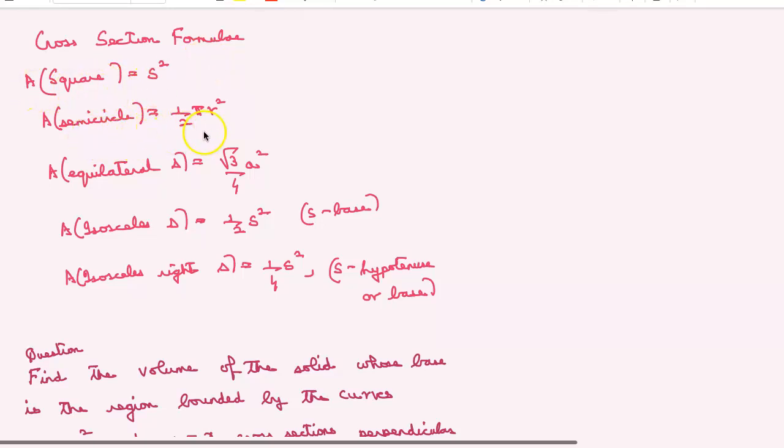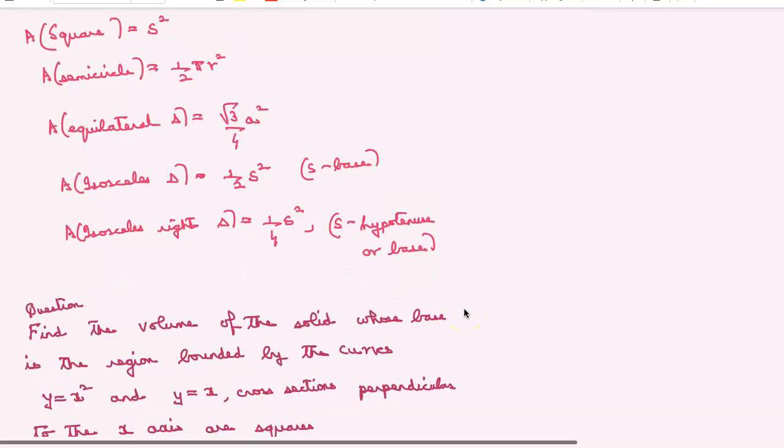Area of a semicircle is half pi r squared. Area of an equilateral triangle is root 3 by 4 a squared. Area of an isosceles triangle will be half s squared where s is the base. This is with respect to the cross-sectional area. An area of isosceles triangle will be 1 by 4 s squared where s can be the hypotenuse or the base. So let's start with a few problems.